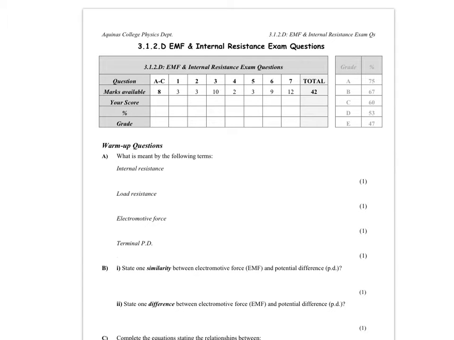So in this video we're going to have a look through the answers to the questions in homework 3.1.2d on electromotive force and internal resistance. So as always, the warm-up questions cover basic concepts, ideas and definitions. So, definitions for the following terms.